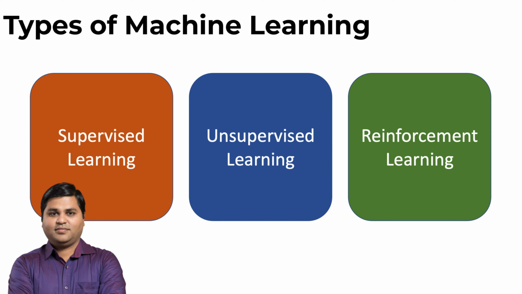Unsupervised learning is like exploring on your own. The computer is given data but not told what to do with it. It has to figure out patterns and relationships on its own. Reinforcement learning is like playing a game. The computer gets rewards or punishments for the choices it makes. It learns to make better choices over time to get more rewards and avoid punishments.